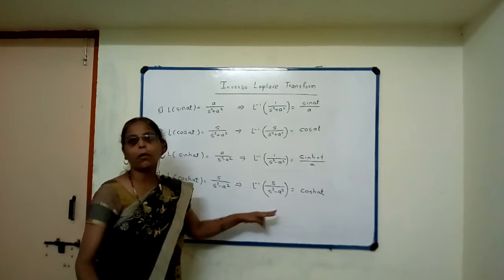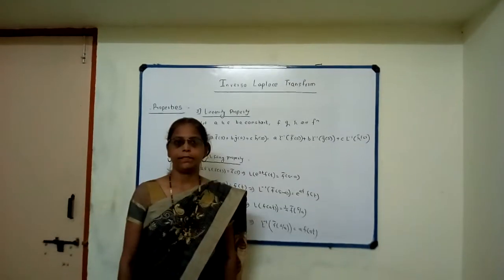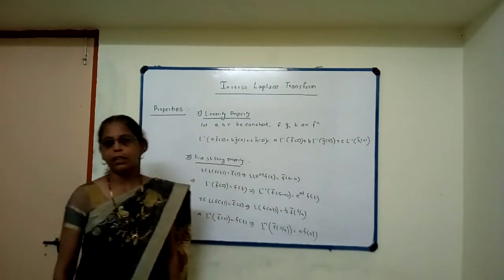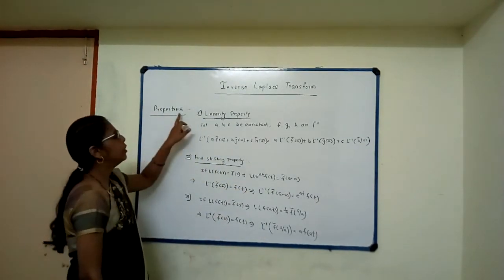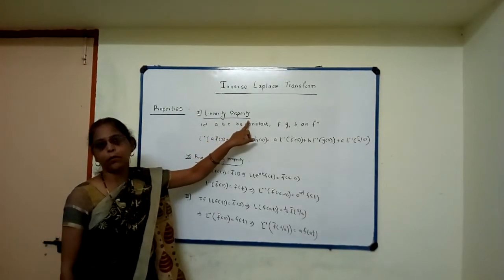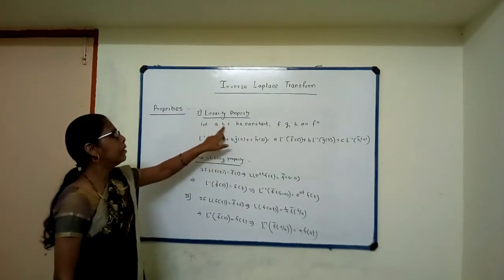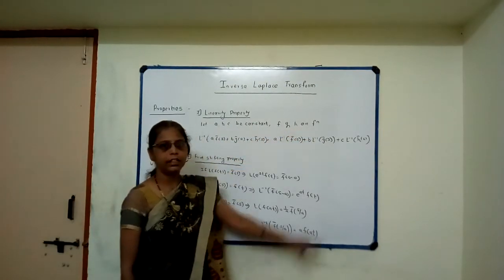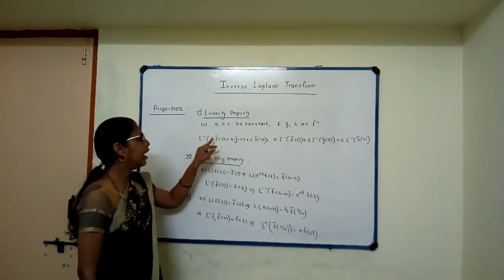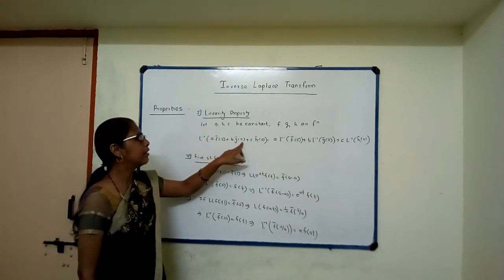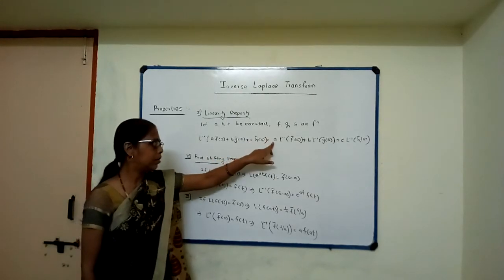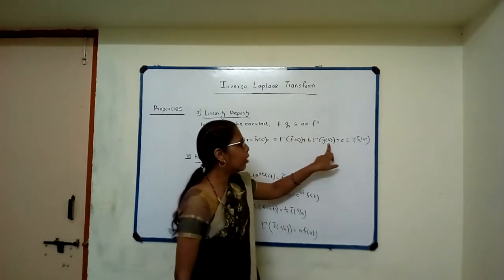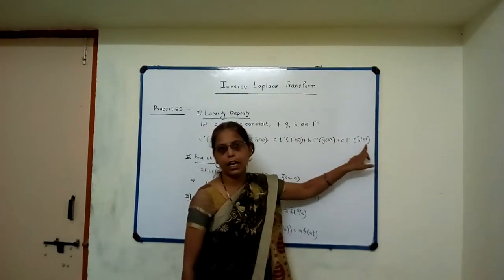आता या स्टेप मध्ये आपण प्रॉपर्टी सुद्धा एक्सप्लेन करणार आहे. नाउ लेट अस एक्सप्लेन प्रॉपर्टीज ऑफ इनव्हर्स लॅप्लास ट्रान्सफॉर्म. नाउ फर्स्ट प्रॉपर्टी ऑफ इनव्हर्स लॅप्लास ट्रान्सफॉर्म इज linearity property. Let a, b, c be constant and f, g, h are functions. Then Laplace inverse of a f bar of s plus b g bar of s plus c h bar of s is equal to a Laplace inverse of f bar of s plus b Laplace inverse of g bar of s plus c Laplace inverse of h bar of s.